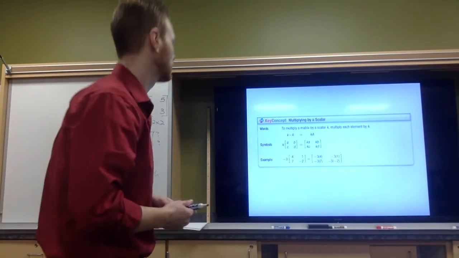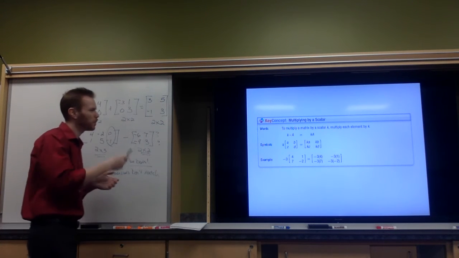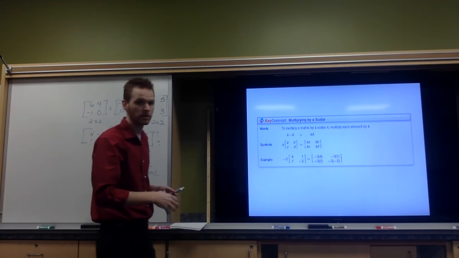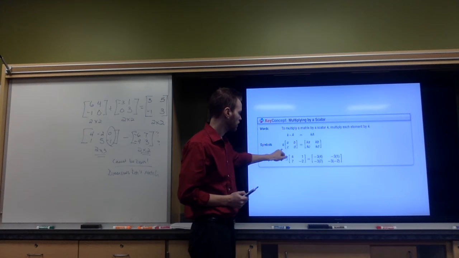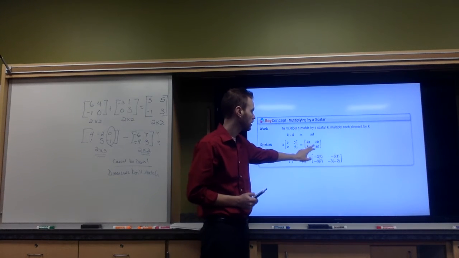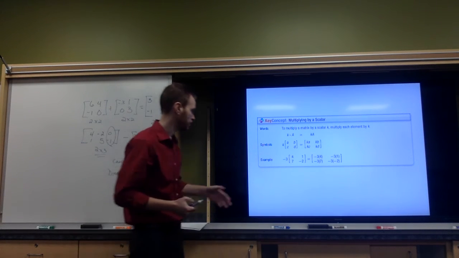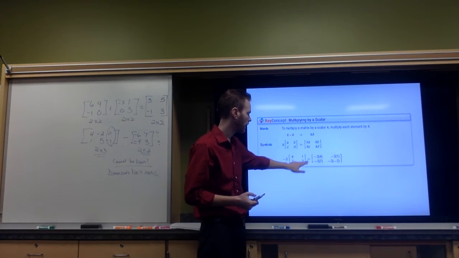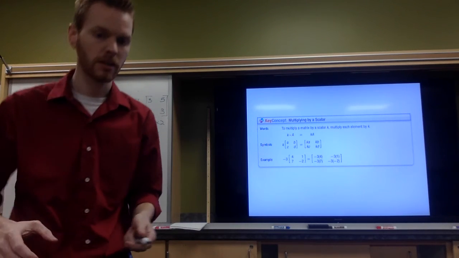Okay. Next, and I'm trying to make this video as small as possible. Multiplying by a scalar. A scalar is a number that's in front of a matrix. For instance, if this was a k value here, we're multiplying by this whole matrix. Every element gets multiplied by that scalar. So if you look at the example here, if I had a negative 3 outside this matrix, I'd multiply every element by negative 3. That's what a scalar does.